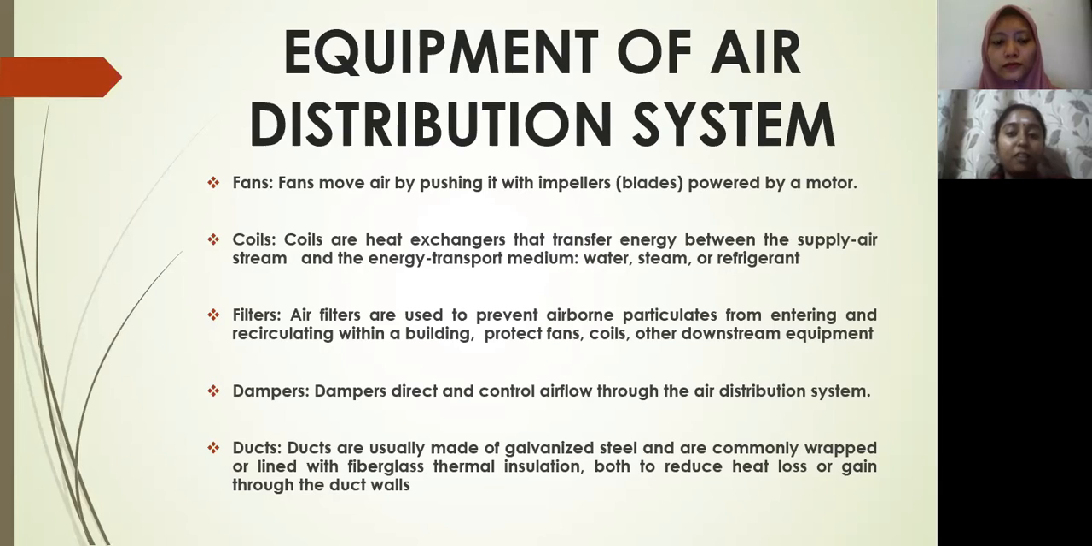steam, or refrigerant. Air filters are used to prevent airborne particulates from entering and recirculating within a building, and to protect fans, coils, and other downstream equipment. Dampers direct and control airflow through the air distribution system. Ducts are usually made of galvanized steel and are commonly wrapped or lined with fiberglass thermal insulation, both to reduce heat loss or gain through the duct walls.